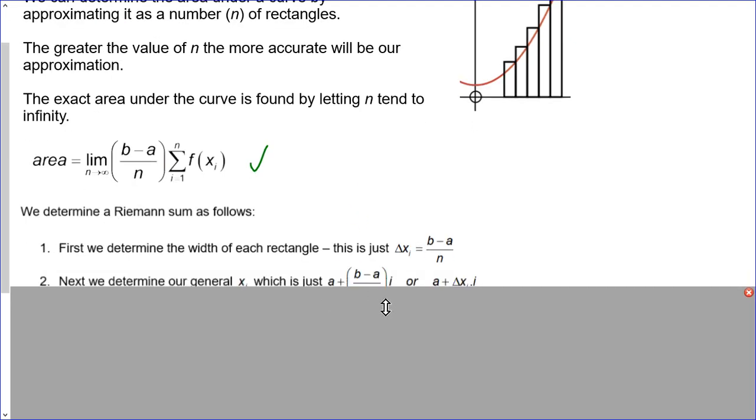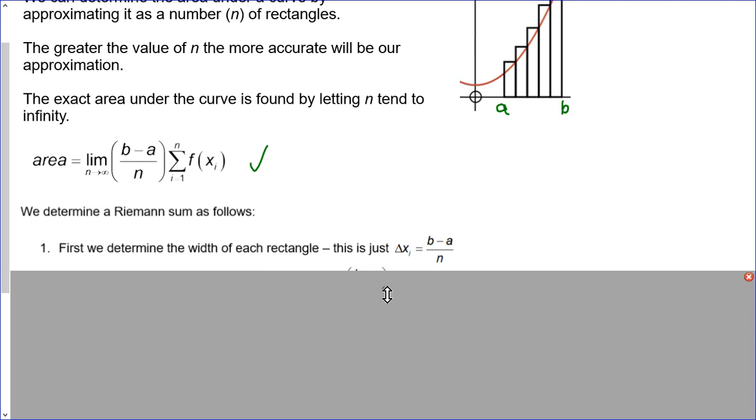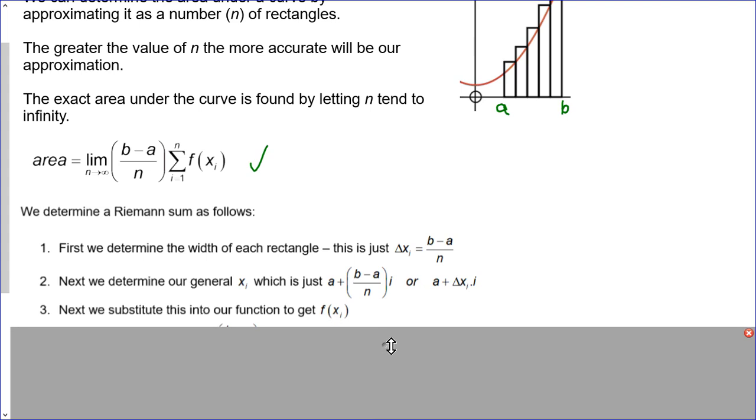The first thing we do is we determine the width of each rectangle, and that is just simply, this is A, and this is B, so it's just the end point minus the beginning point divided by n. Then we generate a general xi term, which is always just our first value plus i lots of our width. Then we substitute that into the particular function that we're dealing with to get our f of xi, because we're going to need that in here.